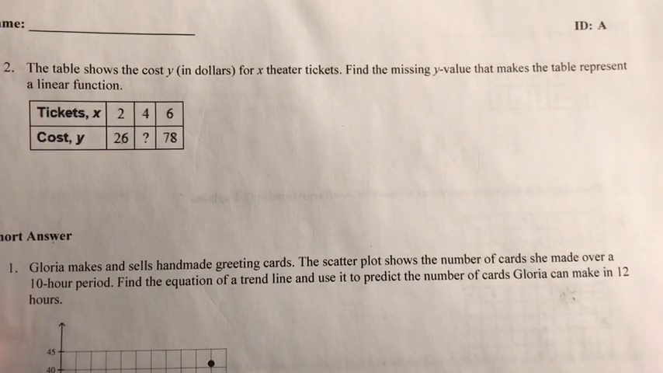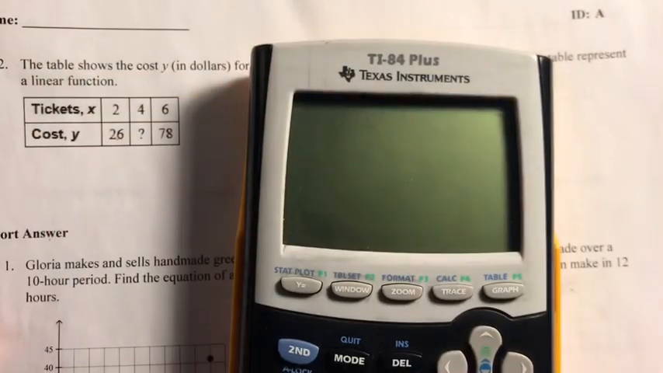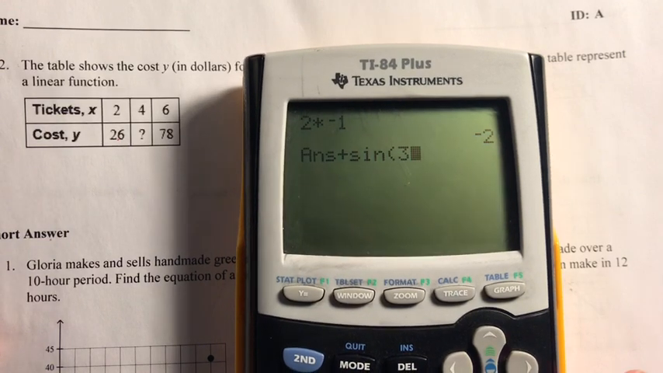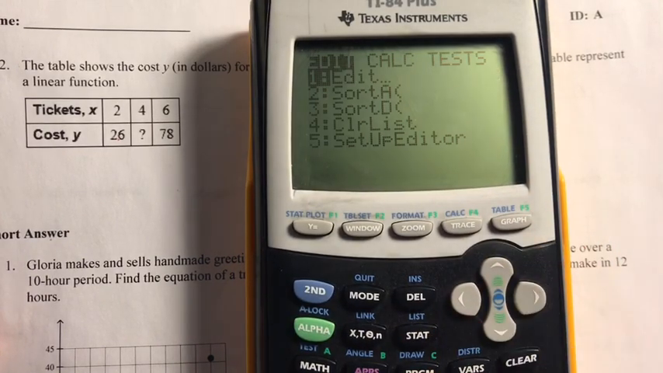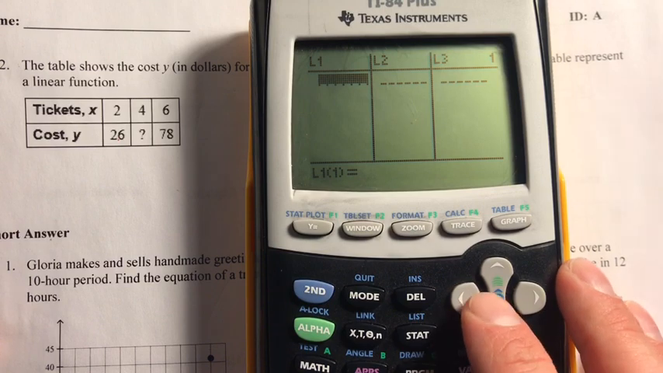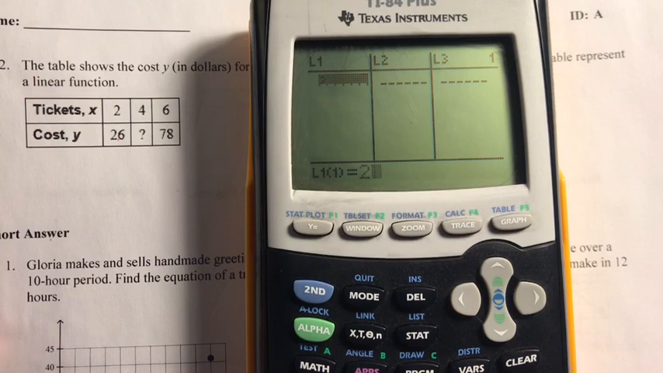I think what I'm going to do is use LinReg. I haven't done LinReg yet, so let's do LinReg. Why not? Again, there's many ways that you could do this. This is not the only way, just another way. So LinReg in this case would be if I were to hit Stat, Edit, and start plugging in what I know. I have a 2 and a 26, so I'm going to enter 2, and I'm going to enter 26. I have a 6 and a 78, so 6, enter, 78, enter.